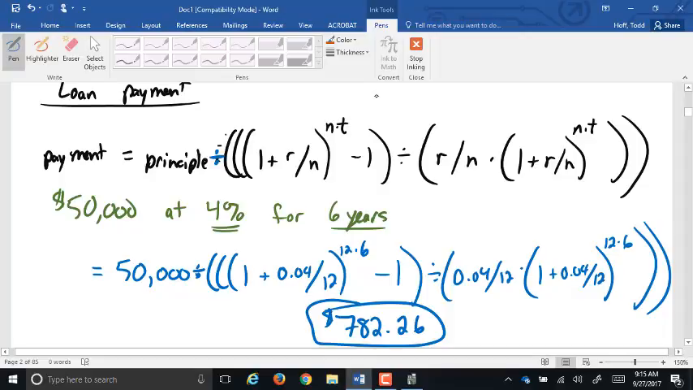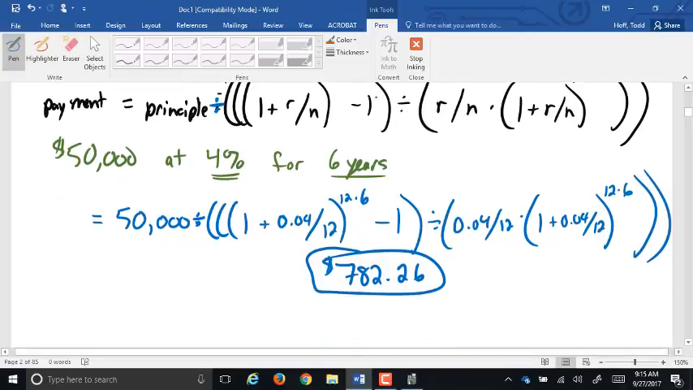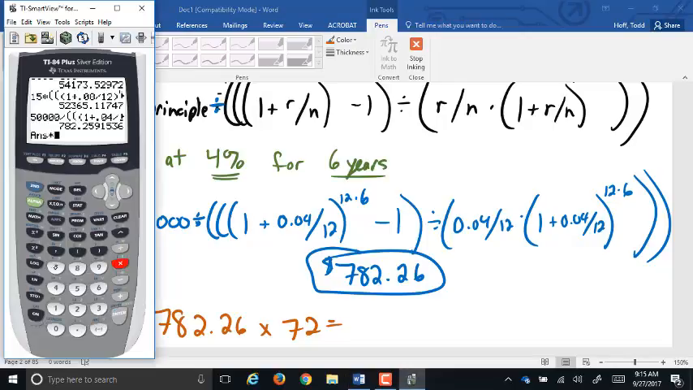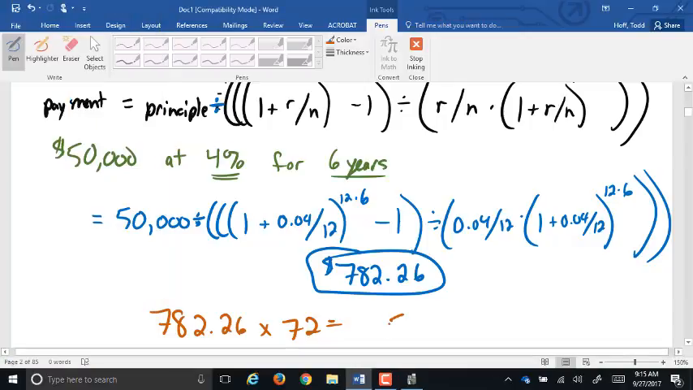Now you could stretch that out over 7 or 8 years instead of 6, which would reduce that. But now here's the key. How much are you really paying for that truck then? Well, $782.26 times 72 payments. You're really paying $56,322. So it's costing you $6,300 to finance that truck over time.